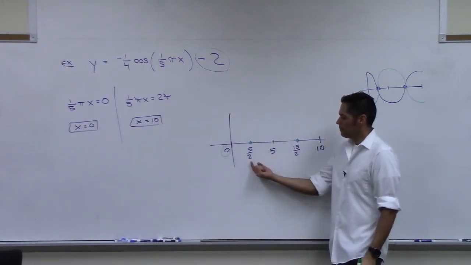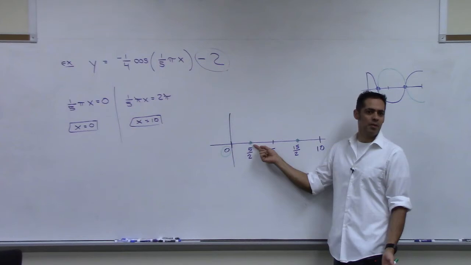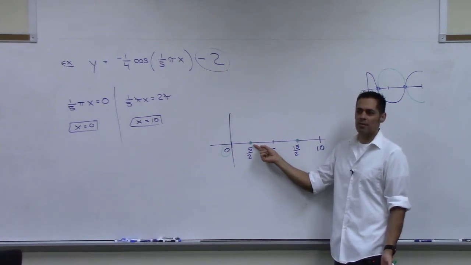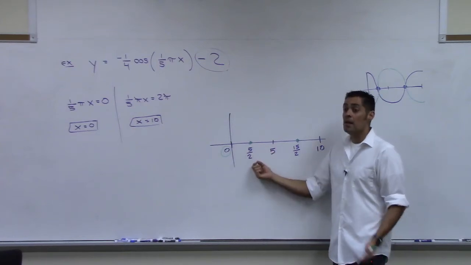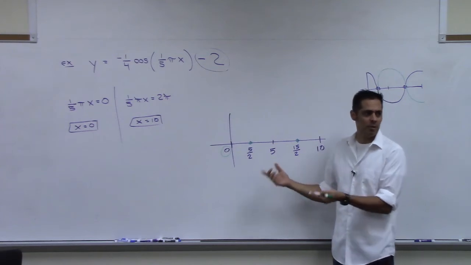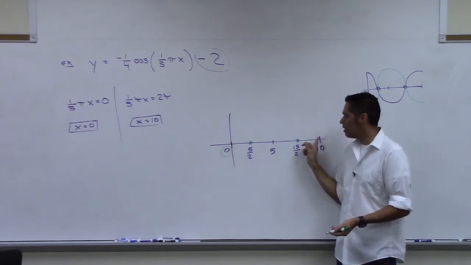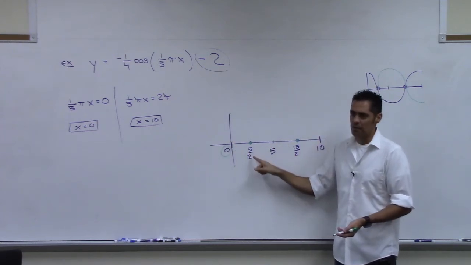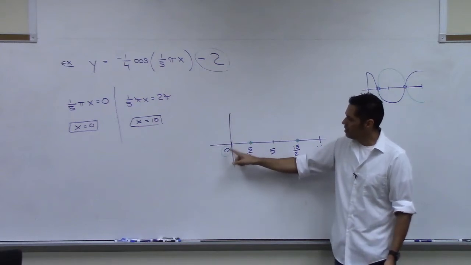Why? Why am I not doing this one? That's an x-intercept. I know the answer is 0. Okay? I know I'm going to get 0 there. So there's no sense in me plugging that in. Now, had this been a sine function, it would have been different. I would have had dots here, here, and here, and I would have plugged in 5/2, right? So because it's cosine, I'm going to pick out 0.